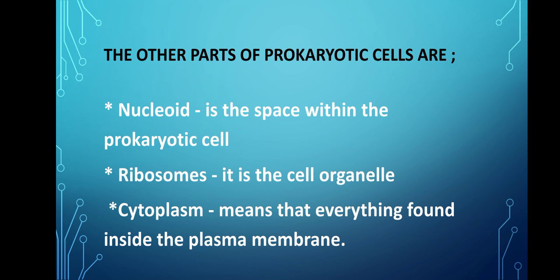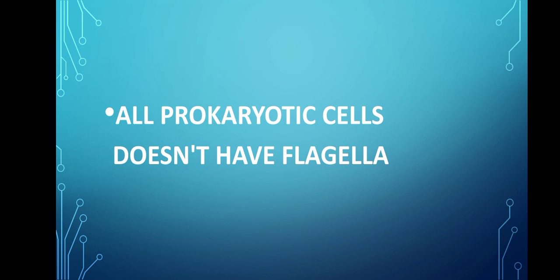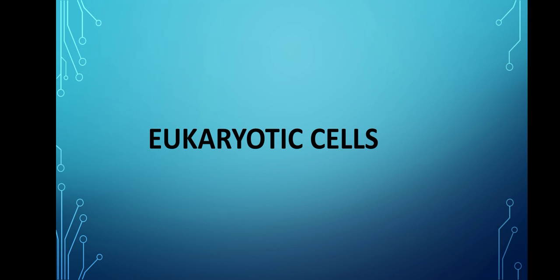The other parts of prokaryotic cells are the nucleoid, which is the space within the prokaryotic cell. Ribosome, it is the cell's organelle. Cytoplasm means everything found inside the plasma membrane. Prokaryotic cells don't have flagella. Now let's proceed to eukaryotic cells.